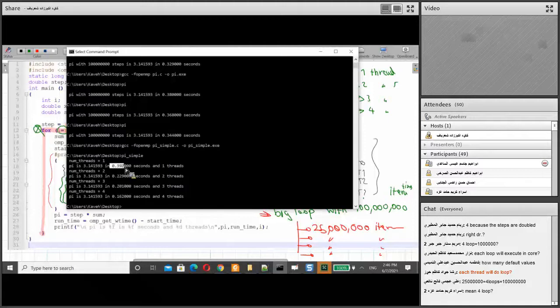39.7. This number is greater than this number. Serial execution. With 2 threads, it decreases to 23. With 3 threads, 20, and with 4 threads, almost 16.